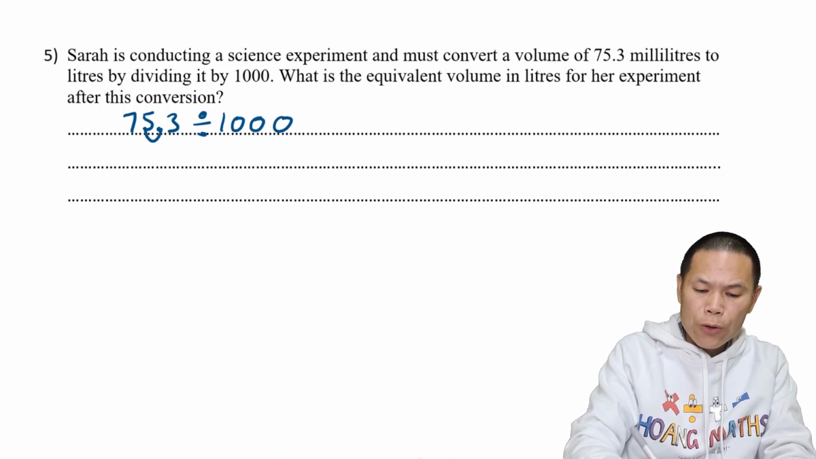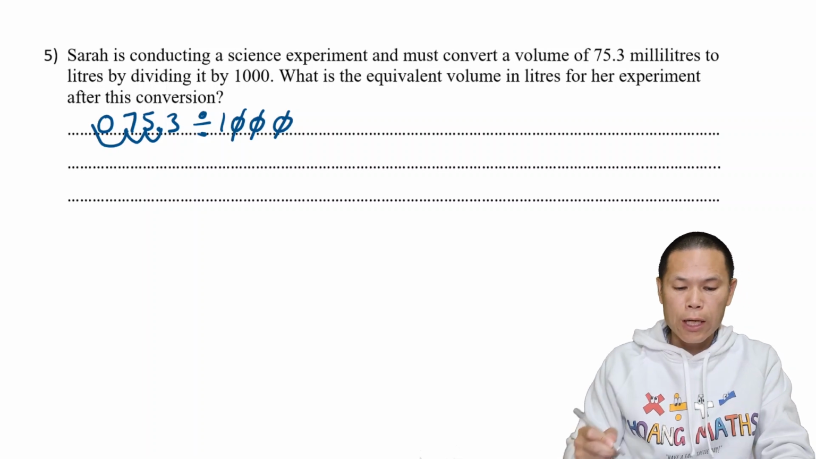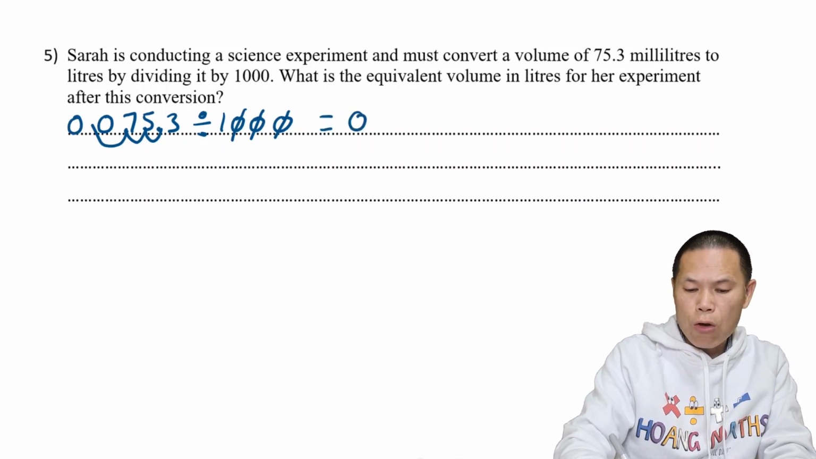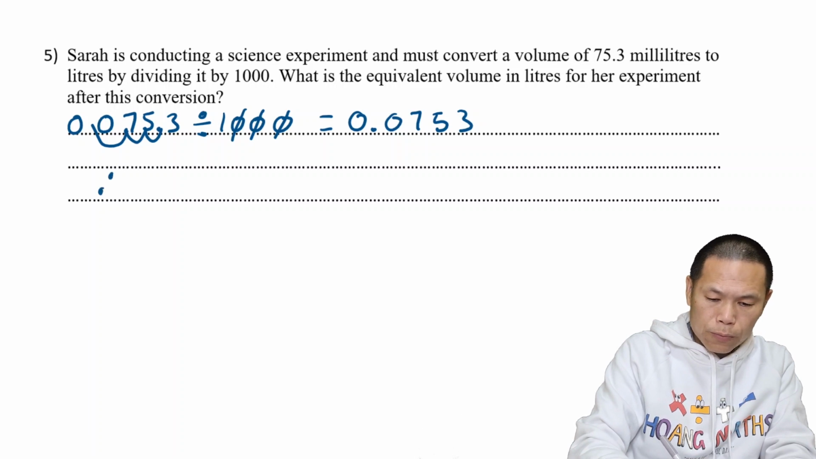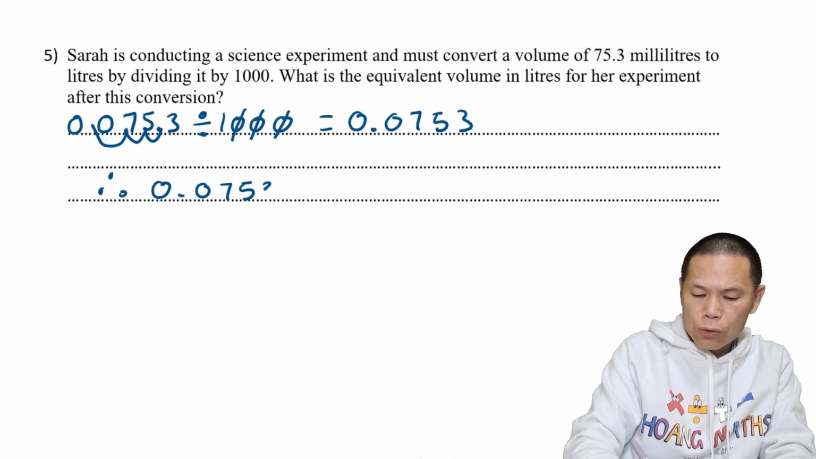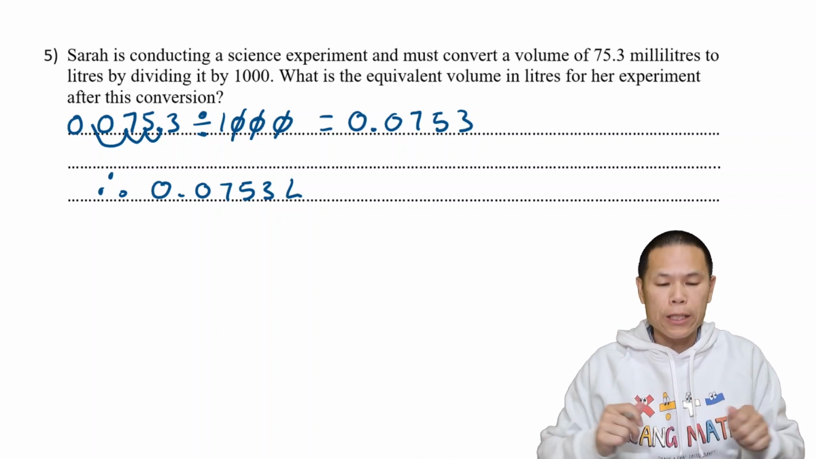We move 1, we cancel this, we move one more time, we cancel this, and we put a 0 here. We move one more time, we cancel this. So that is, we put a 0 in front here, 0.0753. So therefore, 0.0753 liters. So there you go. I hope you got it correct.